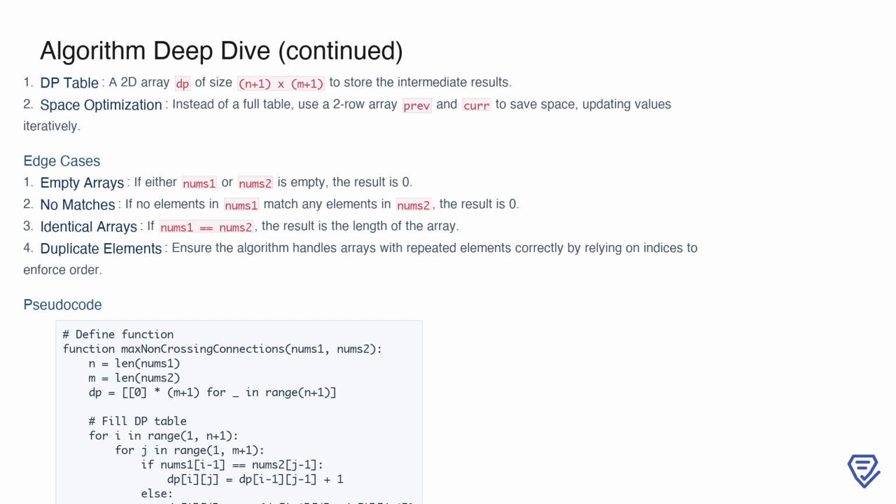Additionally, we must handle edge cases to ensure the algorithm works under all scenarios. For example, if either nums1 or nums2 is empty, the result is 0 because no connections are possible. If there are no matches between the two arrays, the result is also 0. On the other hand, if the two arrays are identical, the result is simply the length of the array. Furthermore, the algorithm handles duplicate elements by relying on indices to enforce the order of connections.